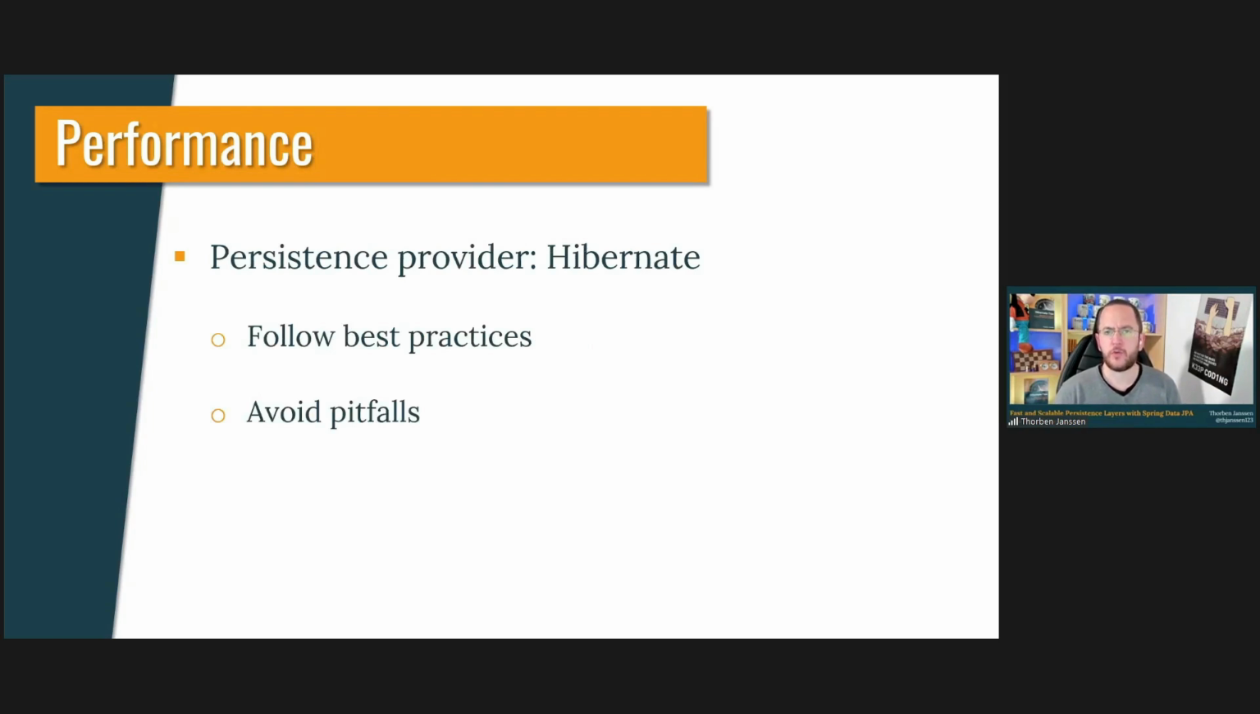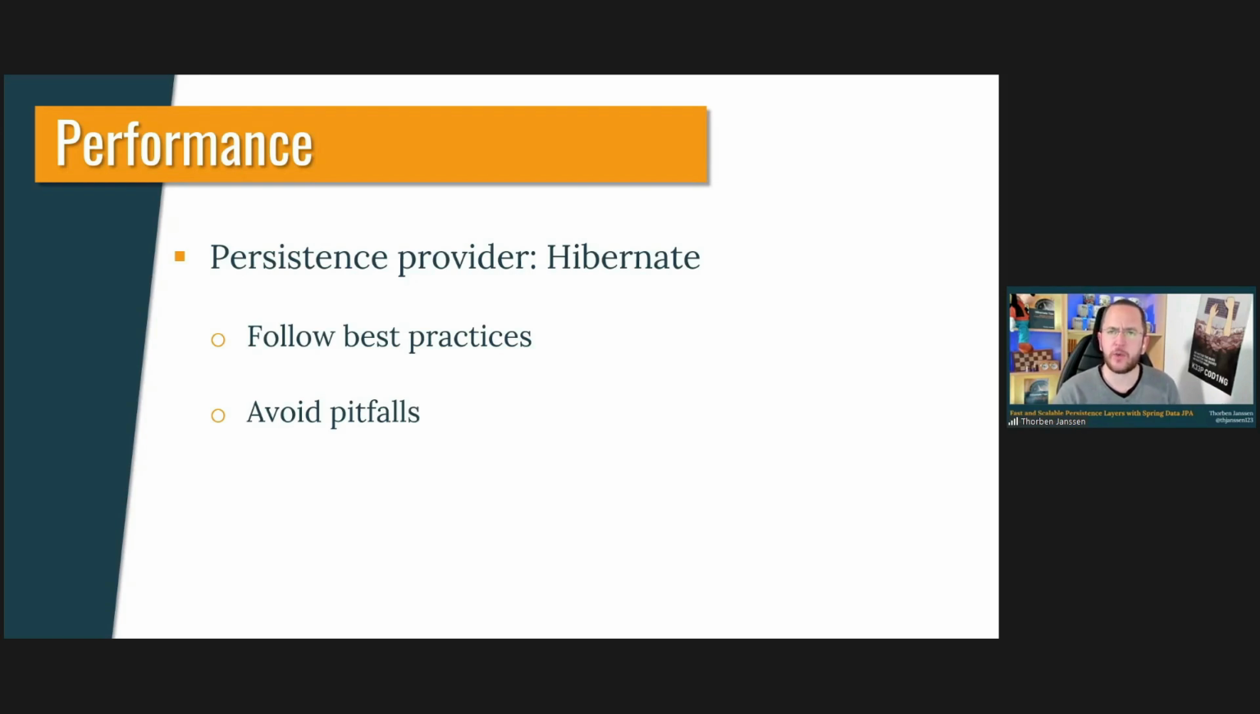So when we're working with Spring Data JPA, we need to keep in mind that there's an underlying persistence layer. In most Spring Boot projects, that is Hibernate. And because Spring Data JPA sits on top of Hibernate, we can, of course, use all the features provided by Hibernate, but we also need to follow all the best practices and need to avoid the specific pitfalls of that persistence provider. You can, of course, also use Spring Data JPA with other persistence providers like Eclipse Link, for example.